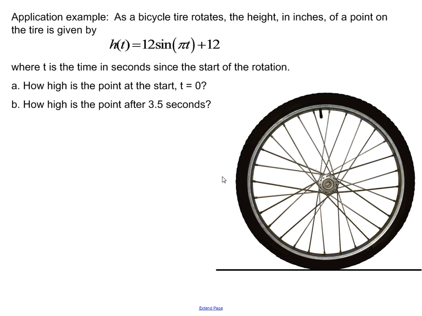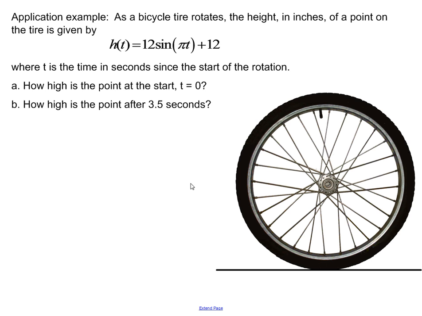Let's say you've got this bicycle tire, and this particular bicycle tire is the kind of tire that turns in such a way that we could model the height as a function of t, which is the arc length. Remember that we were talking about arc length right here. h(t) = 12 times the sine of pi times t plus 12, where t is the time in seconds since the start of rotation. All right, so what would that mean to us?